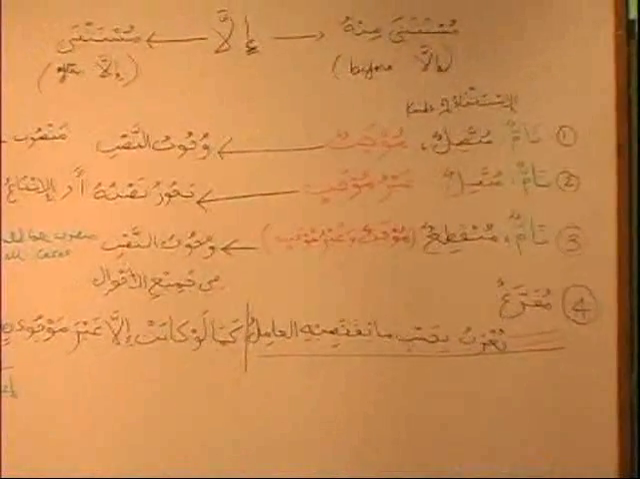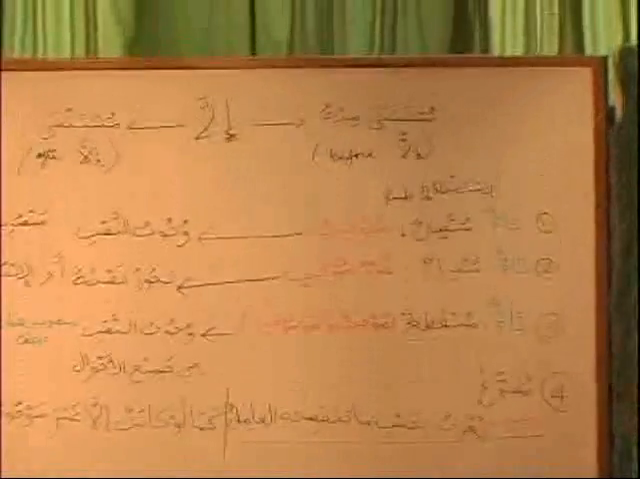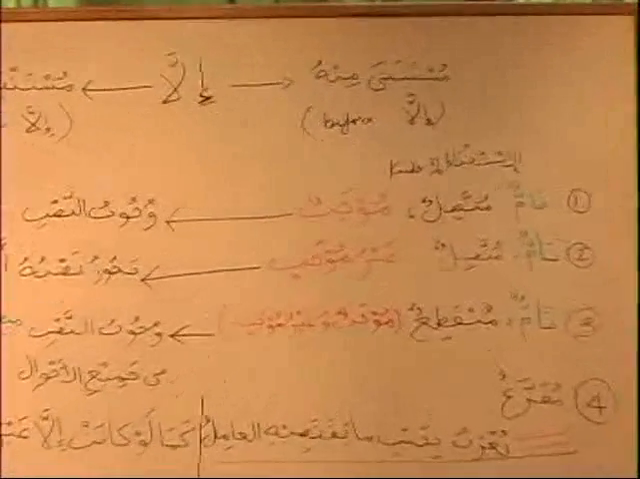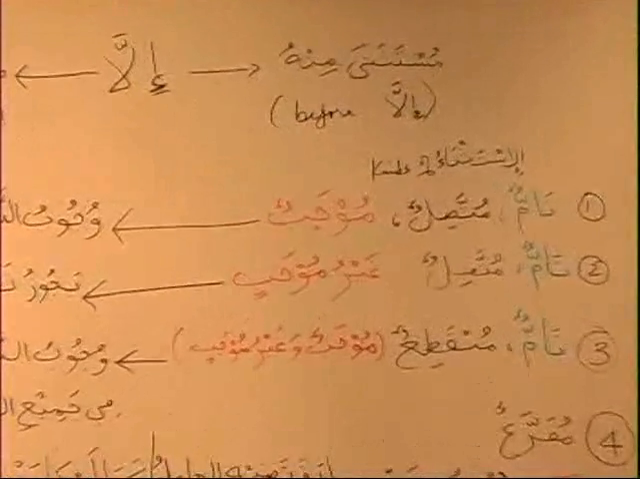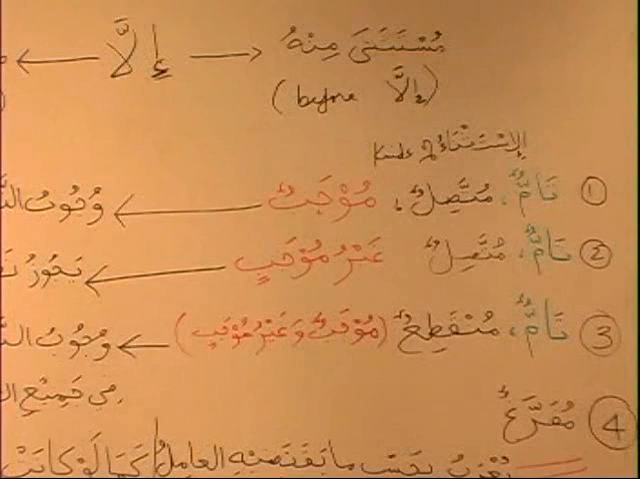Brothers and sisters, we are studying istithna, exception. The most common tool of istithna is illa, which is a particle. What comes before illa? Mustathna minhu. Are you with me? And after illa will come mustathna. We have to remember that. Before illa, we will have mustathna minhu, and after illa, we will have mustathna.